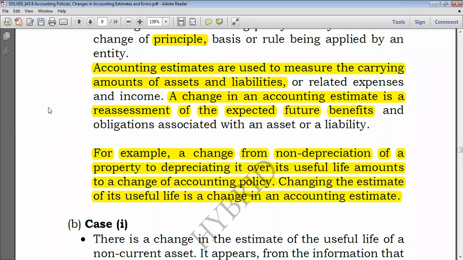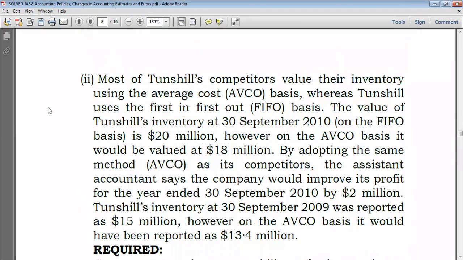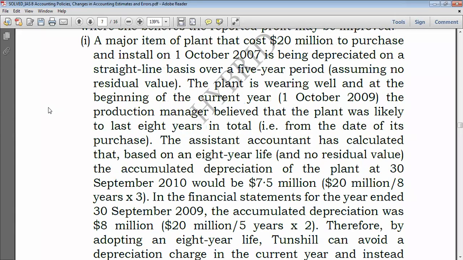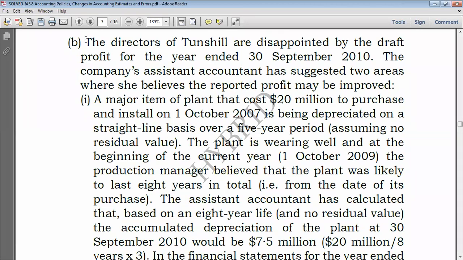Let's go to another question that involves calculations. Let's go to part B now. This is part A, and this one is part B. Now let's take a look at this part B. Part B, Roman 1. What are we required to do?